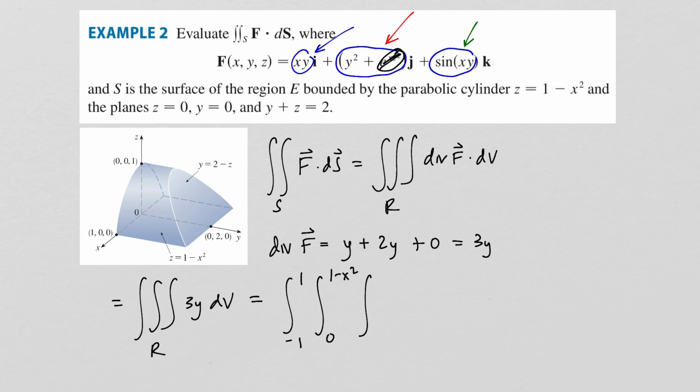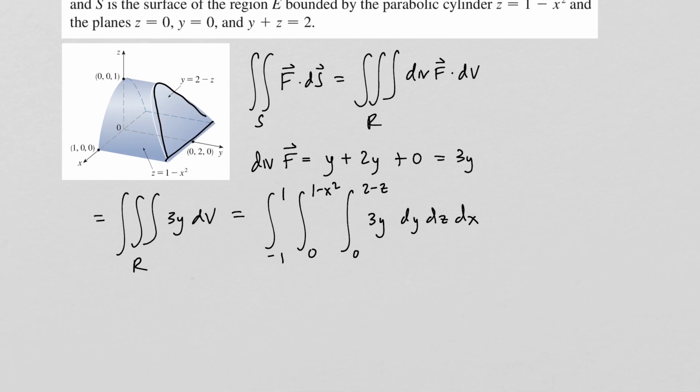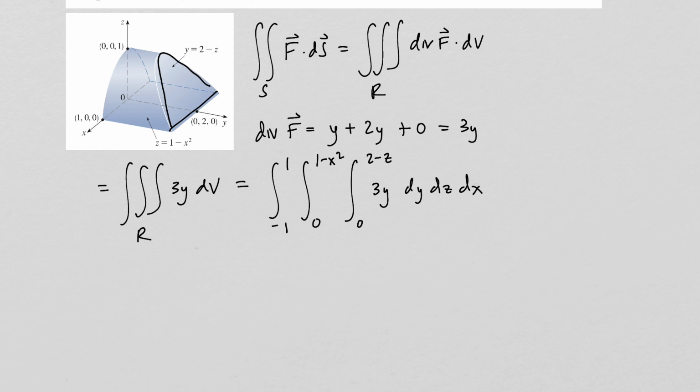And then we'll actually do y first. Y is going to vary from 0 to here, right? And that is y equals 2 minus z. Then we have the function 3y, and it's going to be dy dz dx. So I'm choosing an order of integration that flows with what I was given. Okay, so now let's go ahead and perform the integration.